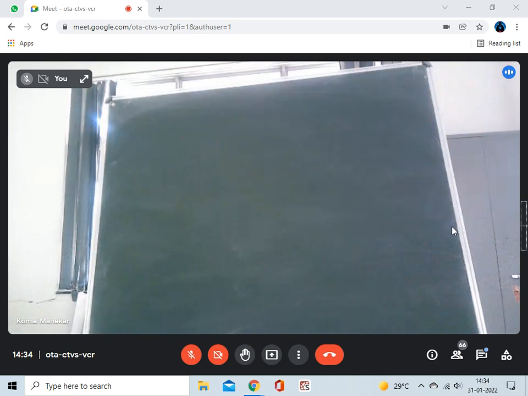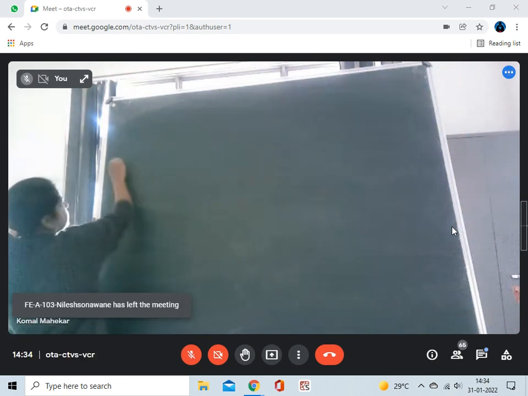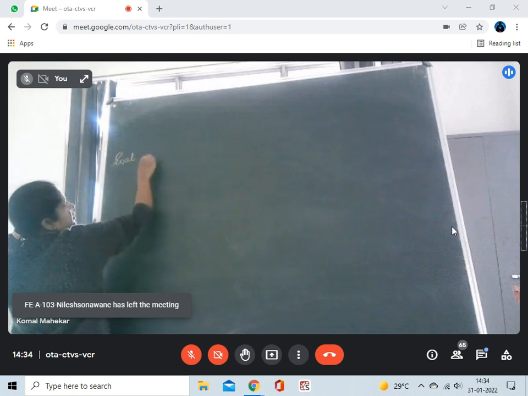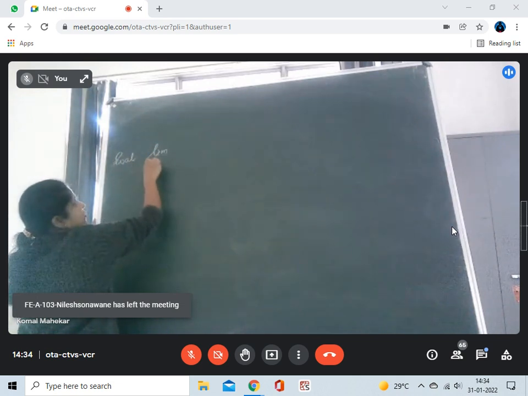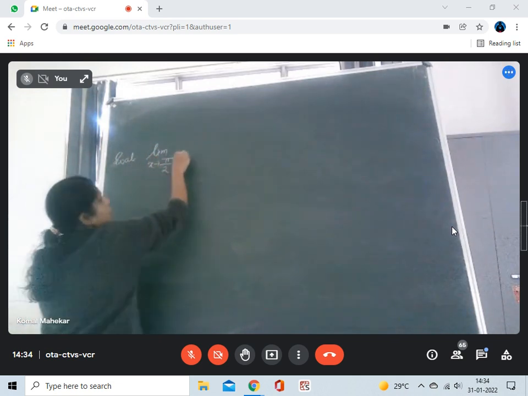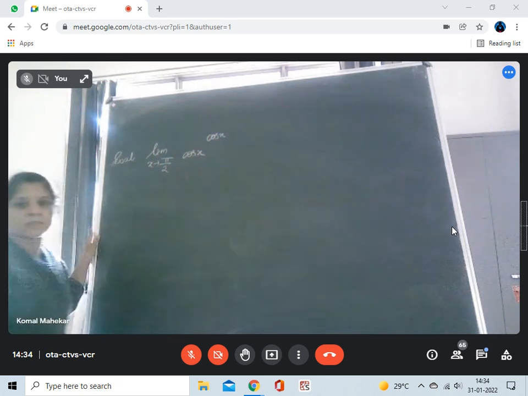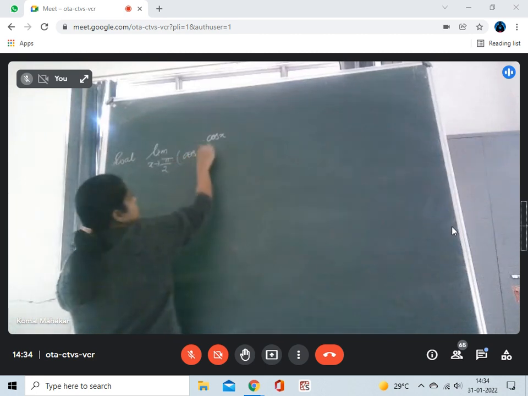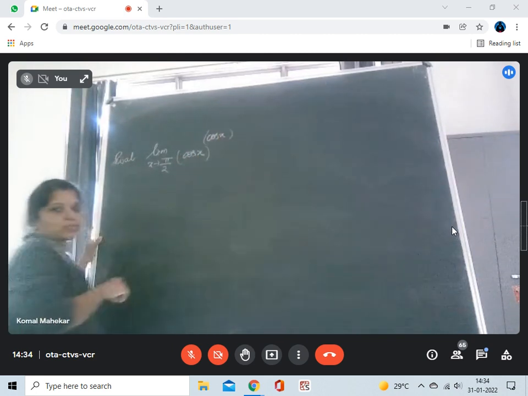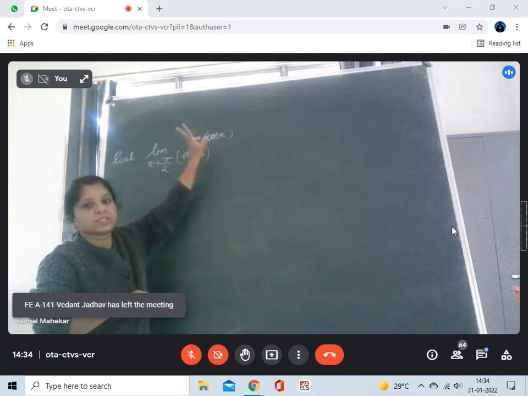Evaluate limit x tends to pi by 2 of cos x raised to cos x. One function raised to another function.